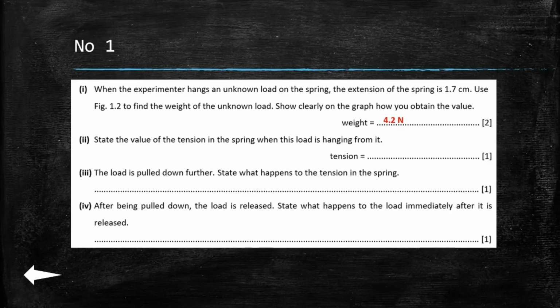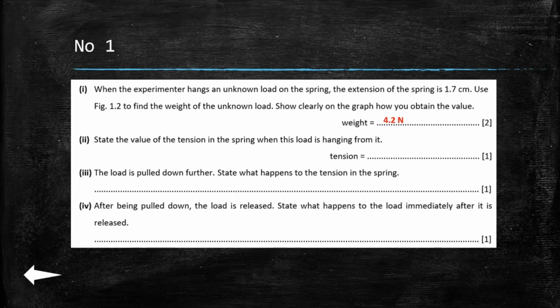Question 1bii. State the value of the tension in the spring when this load is hanging from it. After the load is hung, the spring does not move. Please recall your memory about Newton's first law of motion. If a body does not move, then the resultant force on the body equals 0. If the resultant force on the spring equals 0, then the value of the tension equals the value of the load.